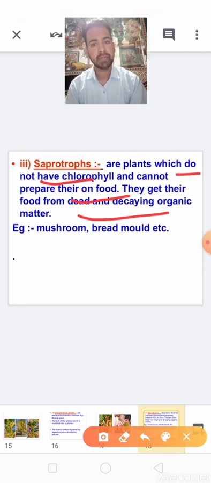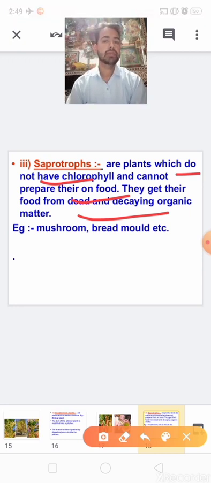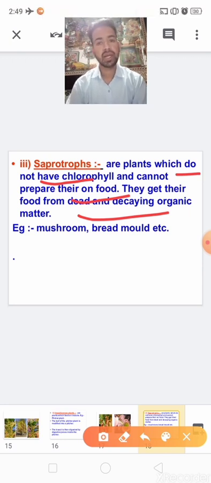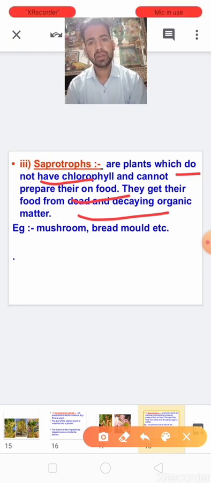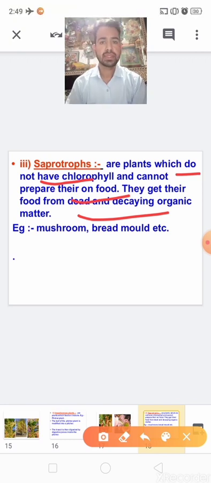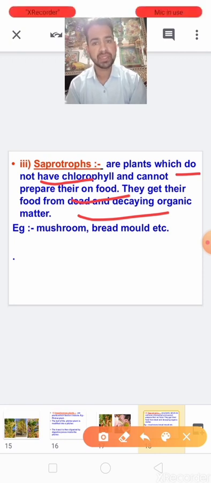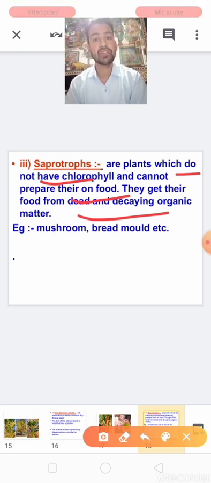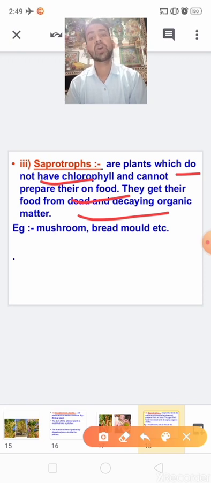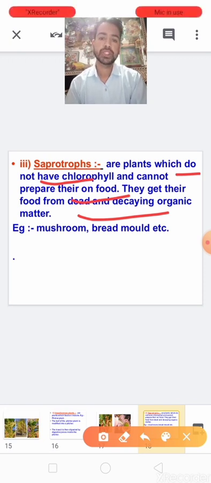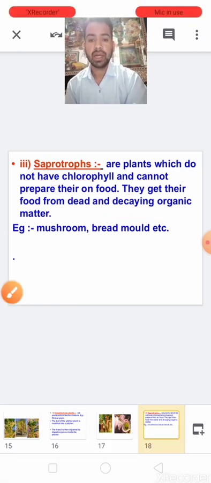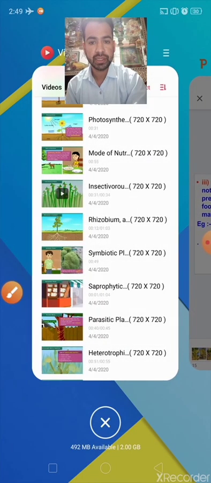Clear? The example of saprotrophs, that is mushroom and bread mold. The mushroom and bread mold both are fungus. Okay, both are fungus. Clear? Saprotrophs clear to you? I repeat once again, saprotrophs are those plants which do not have chlorophyll, so they take their food from dead or decaying organic matter. Example, mushroom, bread mold. Clear? Regarding that, I want to show a video once again in front of you.